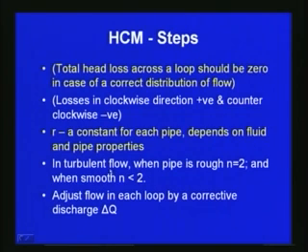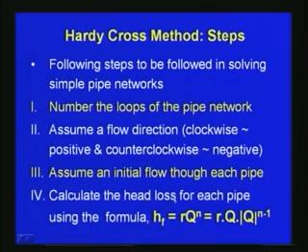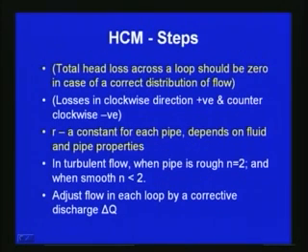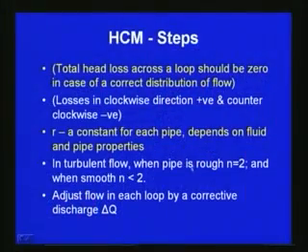So for a turbulent rough pipe n is equal to 2. As we discussed, we assumed the direction and also the initial flow. Since the assumption may not be right, there will be a correction, so we can find out this correction and then adjust the flow in each loop by a corrective discharge delta q.